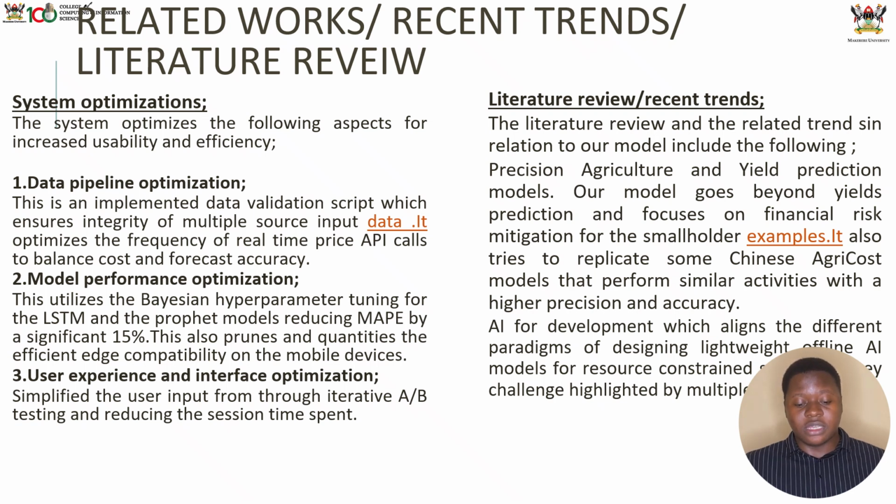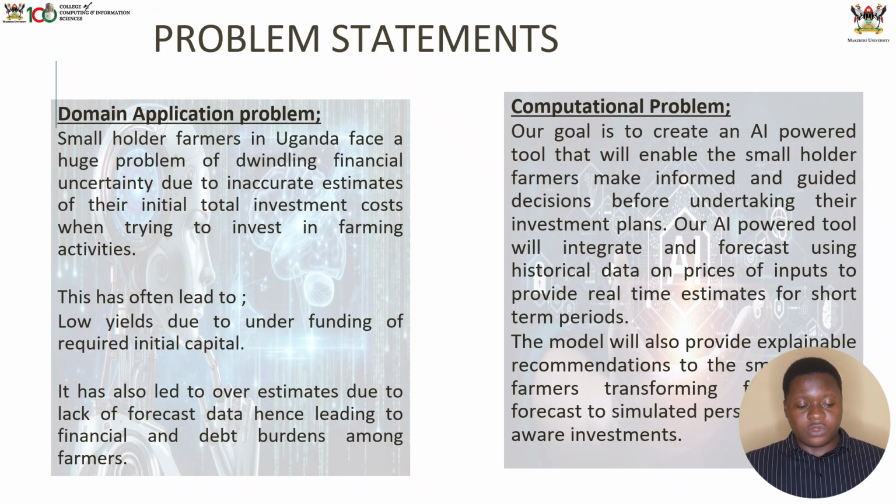We are optimizing our user experience by making the model simple for the farmers to use, especially the smallholder farmers. We all know most of them are illiterate. So we're making sure the model is easy to use and easy to understand. That is what we mean by user experience and interface optimization. Then we shall move on to the next slide.